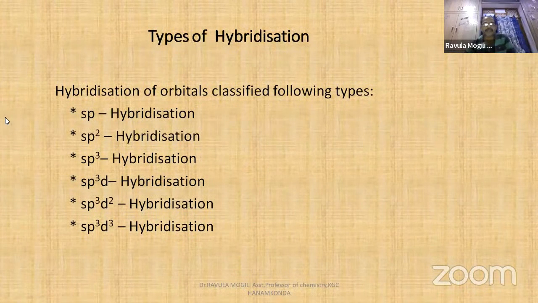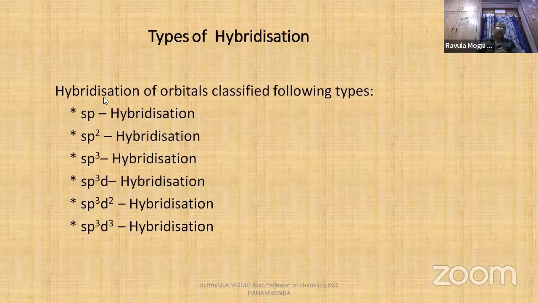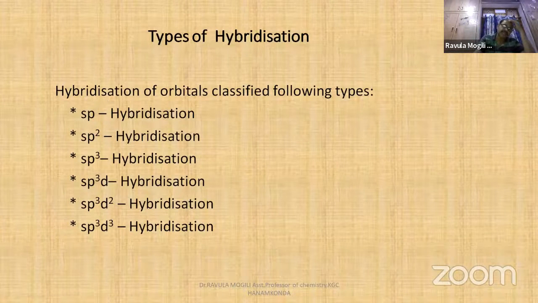So here, types of hybridization. The hybridization of orbitals is classified into the following types: sp, sp2, sp3, sp3d, and sp3d2 hybridization. This is most important. If you know the hybridization of the central atom of the molecule, we can find the geometry, bond angles, and bond length.